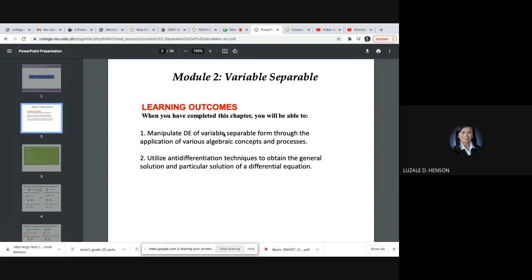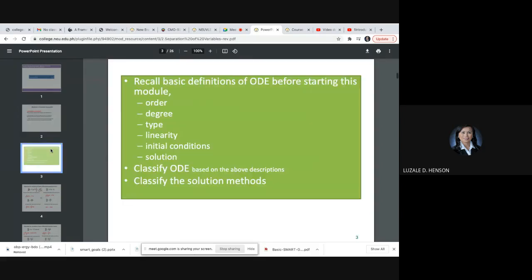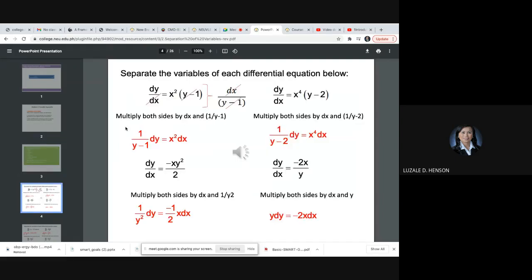x's to be able to make it ready for integration. And then in this topic, you should be able to utilize anti-differentiation techniques. So mag-integrate tayo to obtain the general solution. And you have to recall our first module and also this one.